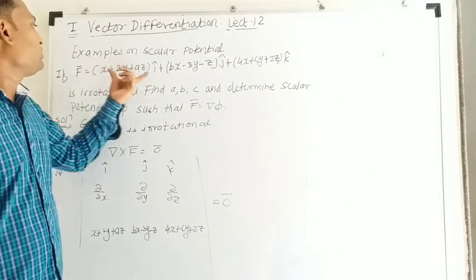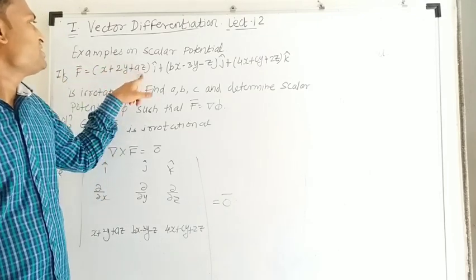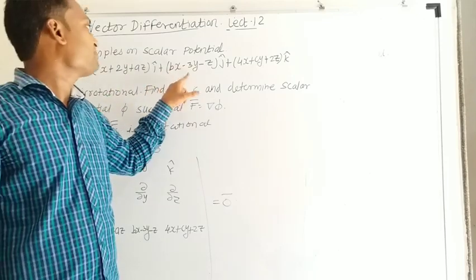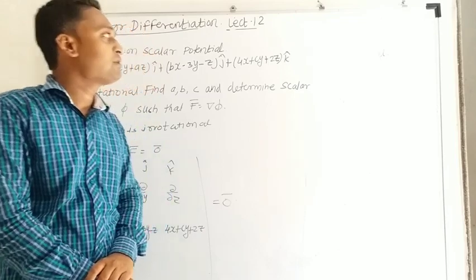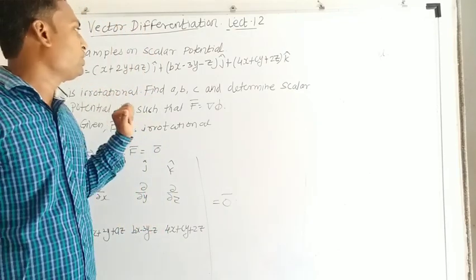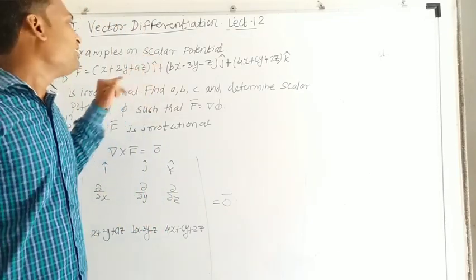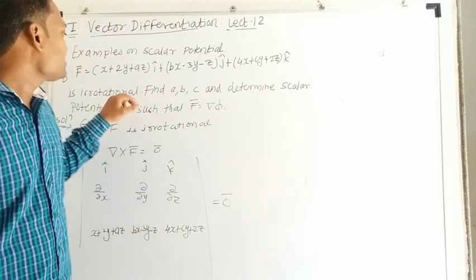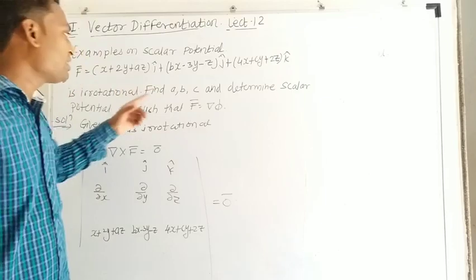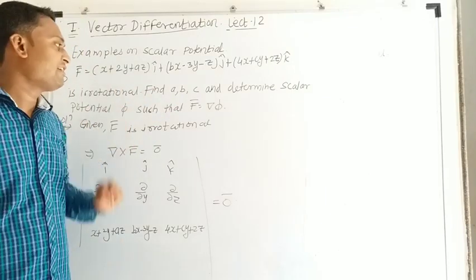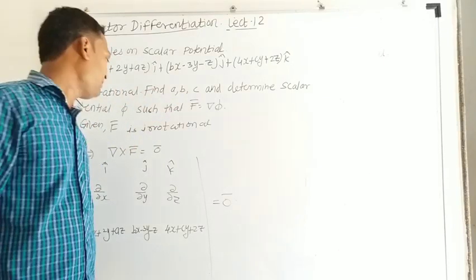If f bar equal to (x plus 2y plus az) i cap plus (bx minus 3y minus z) j cap plus (4x plus cy plus 2z) k cap is irrotational. It is given that this field is irrotational. Under this condition, find a, b, c first, and once you get a, b, c, determine scalar potential phi such that f bar equal to del phi.